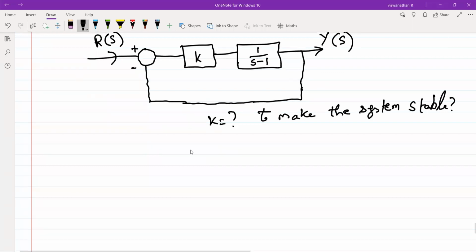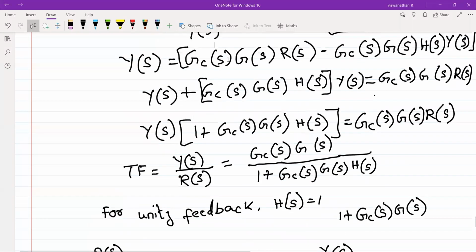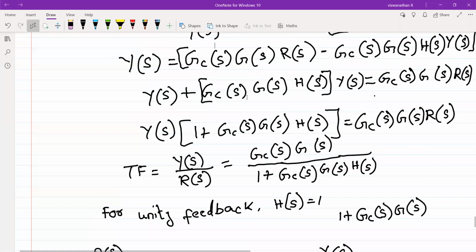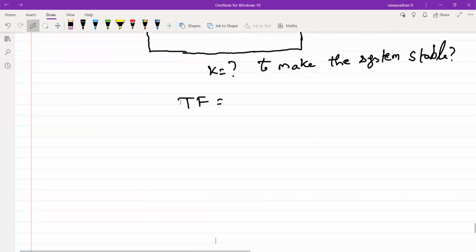First, write down the transfer function. Transfer function is equal to GC of S multiplied by G of S. If you see the formula here, this GC of S multiplied by G of S. So just write that. So what will this be? Can anybody tell me?